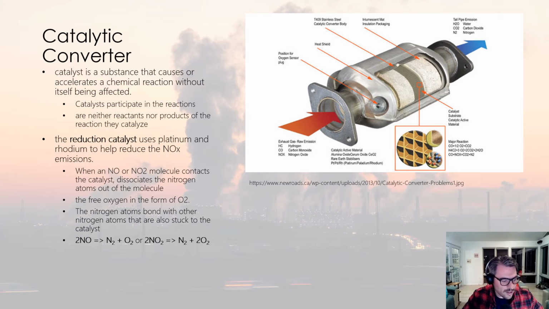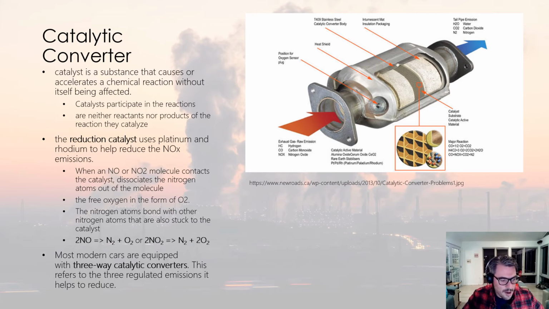It uses a metal catalyst to reduce nitrous oxide emissions. When a nitrous monoxide or nitrous dioxide molecule contacts the catalyst, the catalyst removes the nitrogen atom out of the molecule and holds onto it. This frees up the oxygen to form harmless atmospheric oxygen. The nitrogen atoms bond with other nitrogen atoms that are stuck together on the catalyst, which forms atmospheric diatomic nitrogen, which is also harmless. Most modern cars are equipped with a three-way catalytic converter, which refers to the three regulated emissions that it helps reduce: nitrogen oxides, sulfur dioxides, and carbon dioxide.